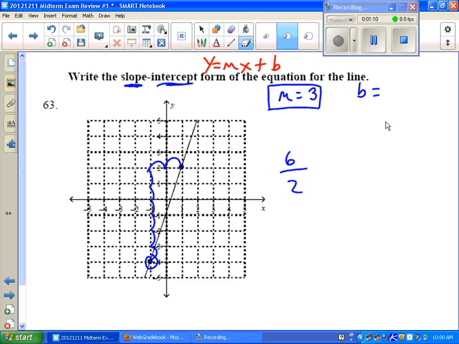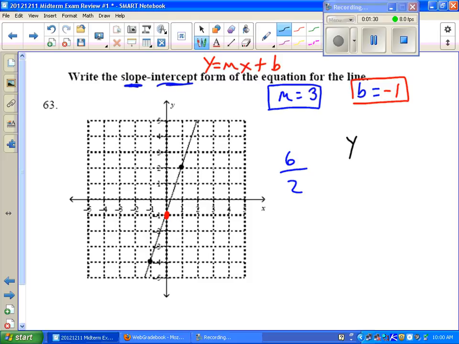The other part of the answer, we'll get rid of this so we can see it a little bit better, is the y-intercept. Our y-intercept is a value right here where it crosses through on your y-axis. That crosses through at -1. So your b value is -1. So we're going to use both of those values to write the equation we need.